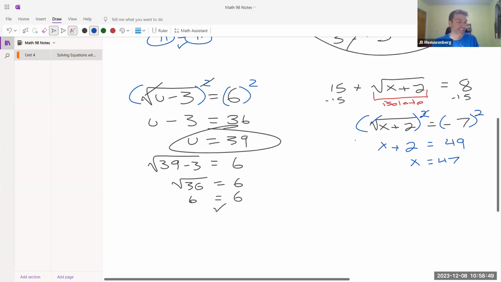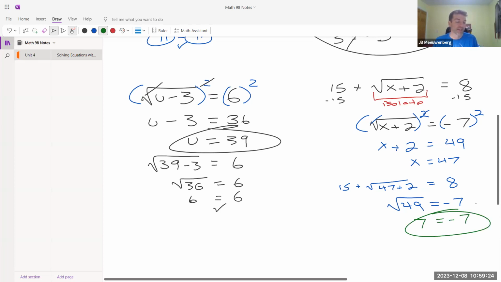So let's check that. Let's go back to the original equation, 15 plus the square root of 47 plus 2 is equal to 8. If we subtract 15 from both sides, we get a negative 7 over here. And inside this radical, we can add those things and get 49. So I did a couple steps there at once. I combined these terms and I subtracted 15 from both sides. And just like before, we take the square root of 49 and get 7, and we can see that 7 is not equal to negative 7. That is not a true statement, which means there are no real number solutions.